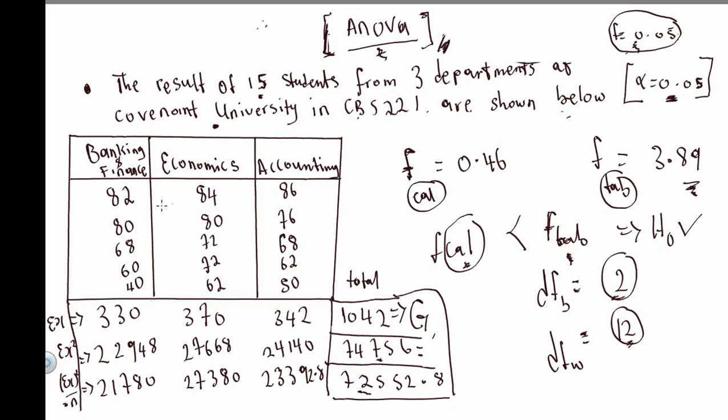Remember the null hypothesis says that this and this and this are equal, meaning that no matter the department you are in, it doesn't affect your grades in CBS 221. You can be in economics, you can be in accounting, you can be in banking and finance, and you still score the same grade. If economics students move to banking, they will still score the same grades. Their department does not affect them, and that is what the null hypothesis is claiming. So the null hypothesis is correct, and we must accept it because the F calculated is less than the F tabulated, and that's the answer.